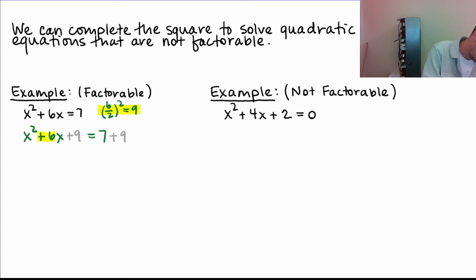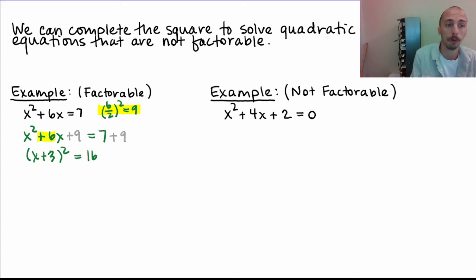Okay, and then now this thing on the left side is factorable. What are two numbers that multiply to positive 9 and add to positive 6? That would be positive 3 and positive 3. So I've got x plus 3 squared, and that's going to equal 7 plus 9 is 16.